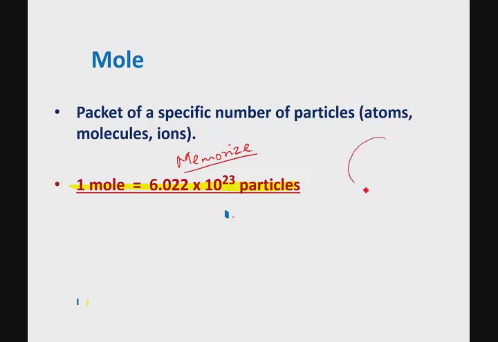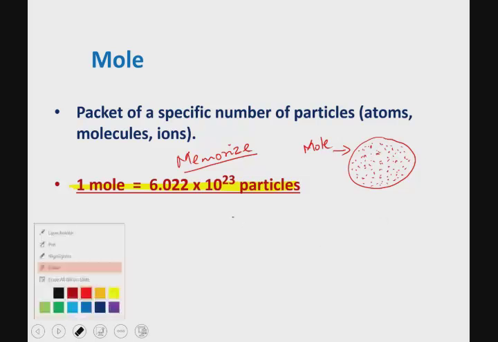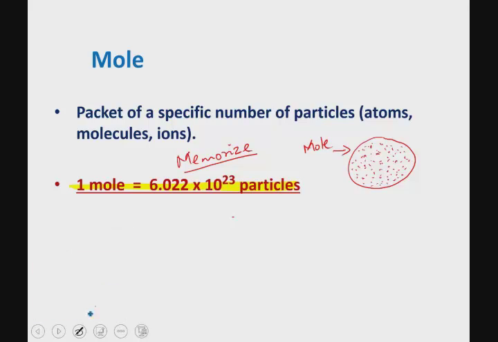In other words, one packet is a mole if it has 6.022 times 10 raised to 23 particles of that substance. Please go ahead, pause the recording and try to write this number, 6.022 times 10 raised to 23, in a decimal format as opposed to a scientific format. That'll give you an idea as to how big the number is, and therefore how small individual atoms, individual molecules, and formula units really are.